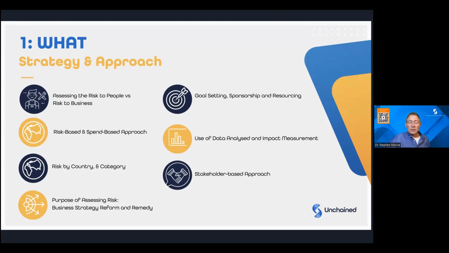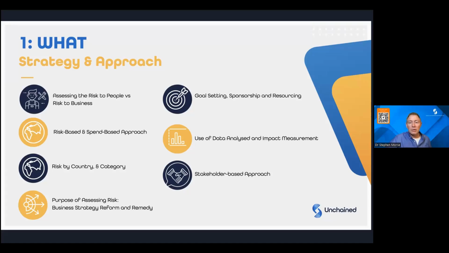When we're thinking about addressing risk, we're really thinking about risks to those who are impacted in the space. Another key dynamic in terms of assessing risk is really working out and developing the right approach. And there are two main trains of thought. We can take a risk-based approach or a spend-based approach, depending on the size of our supply chain.